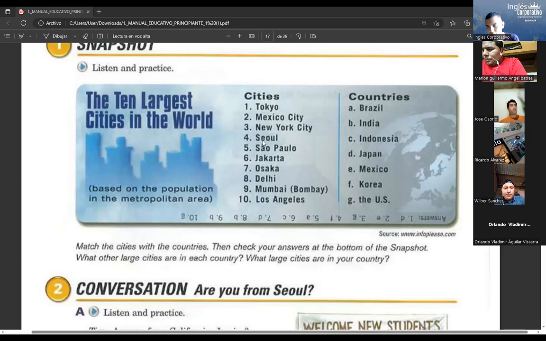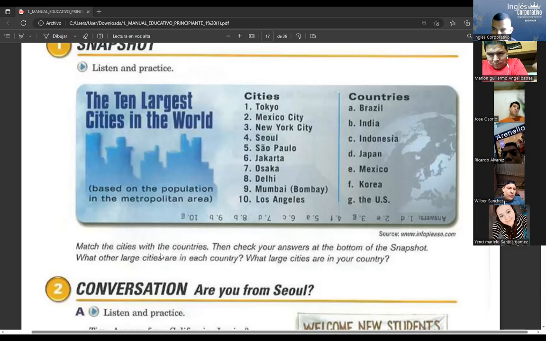What is the country of Seoul? Korea. What is the country of Sao Paulo? Brazil. Yeah. What is the country of Jakarta? I guess. Creo que así se pronuncia. Jakarta. Indonesia. Osaka. What is the country of Osaka? Japan. The same. Okay, what is the country of Delhi? India. Okay, a country of Mumbai or Bombay? India. And LA. The USA. Okay, the US.